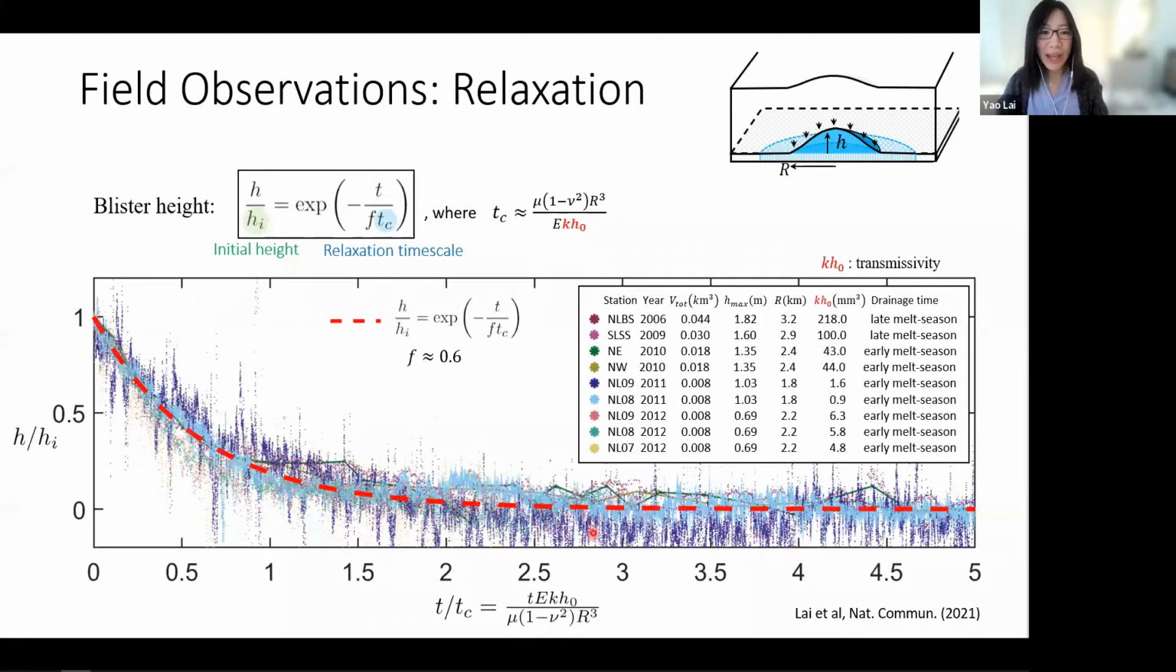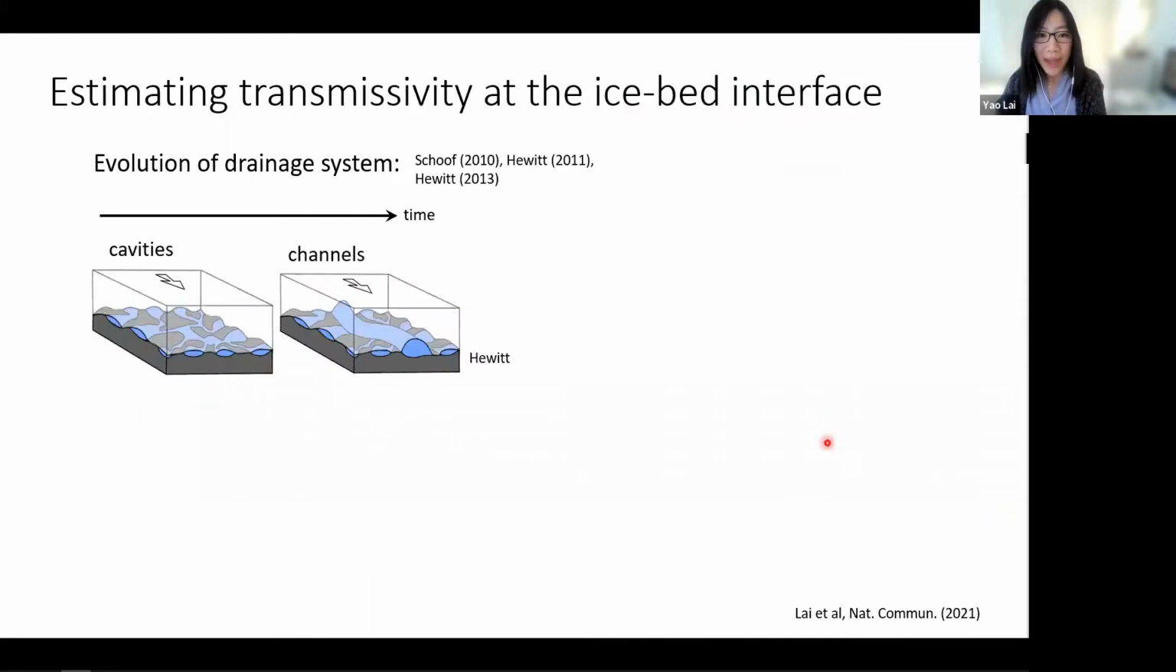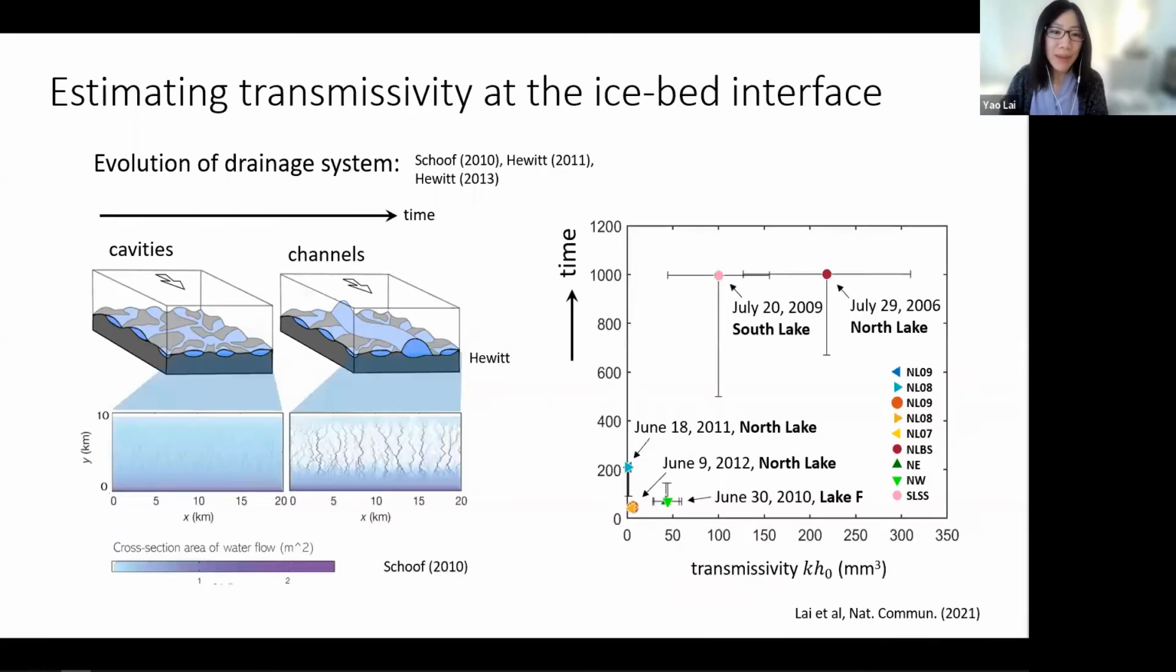Finally, the value of this work to field scientists is that we can actually use this relaxation curve to estimate the transmissivity of the porous water sheet, which is typically kilometers beneath the ice sheet and very difficult to measure in the field. For the interest of time, I'll skip this slide, but we use this method to estimate the transmissivities of the water flow beneath the ice sheet.